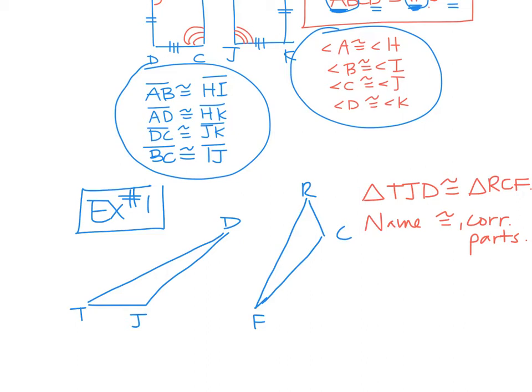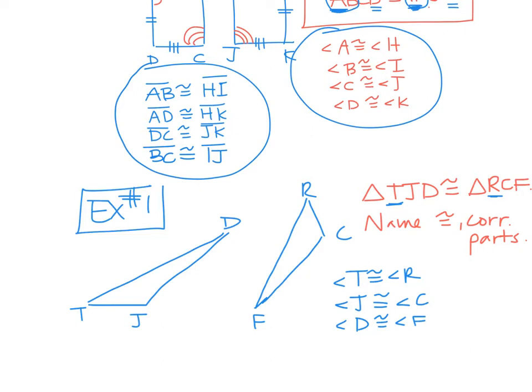If it's triangle TJD and triangle RCF, what corresponds to point T? R. So the first one here matches up with the first one here, right? So we would say, if we look at angles, angle T has to be congruent to angle R. Give me another pair of angles that are congruent. J and what? J and C. And then angle D has to be congruent to angle F. Okay, so you're just matching up the parts that match up.